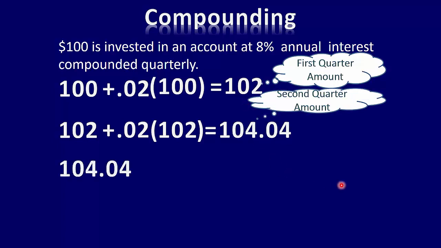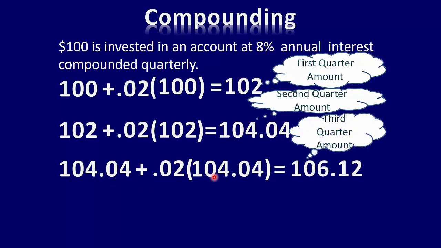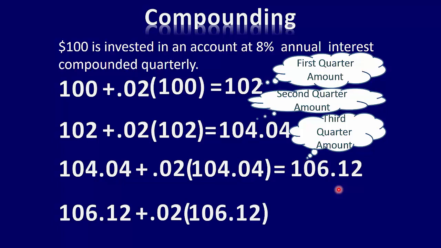Now let's look at the third quarter. Now we have this $104.04, and you see where this is going. We take 2% of that, add it to the $104.04, and this is the third quarter. Now finally, we're at the end. We take this $106.12, and we find its interest, 2% of that, and we get $108.24. Woo! We get 24 cents more by compounding it 4 times a year instead of just calculating the interest at the end of the year.